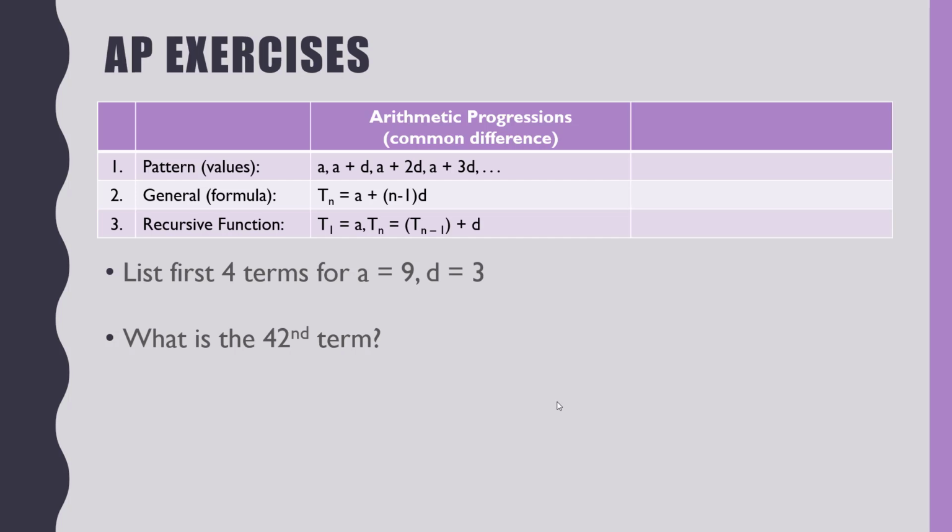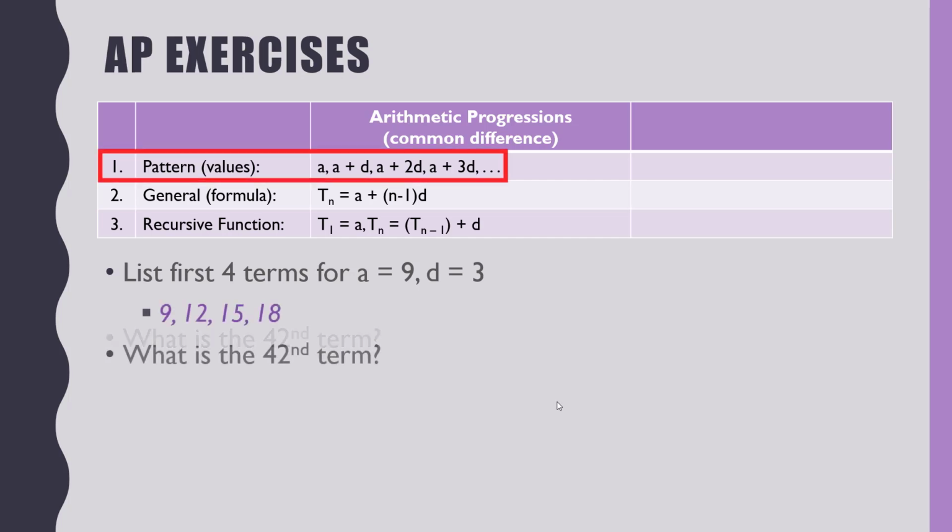Anybody? What's the first term? 9, right? That's a given, okay? What's the second term? 12. Yeah, it's 9 plus 3, right? 12. And the next term? 15 and? Yeah, very good, okay? So in that case, we just kind of use the pattern. You didn't even need the formula, right? You could just use the pattern to think through it and bam, there you go, okay?